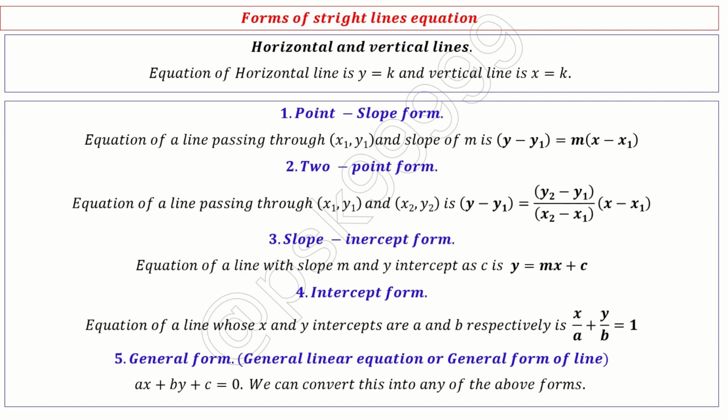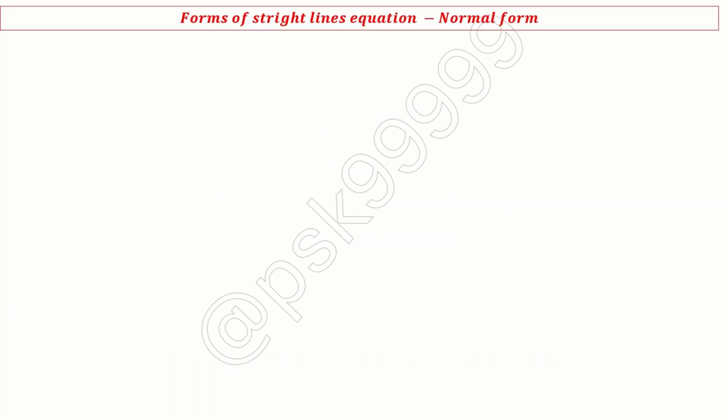So these are what is mentioned in the NCERT book, but there is one thing which is not mentioned, which is called the normal form. Normal means 90 degrees, so it is talking about something which is perpendicular to the line.